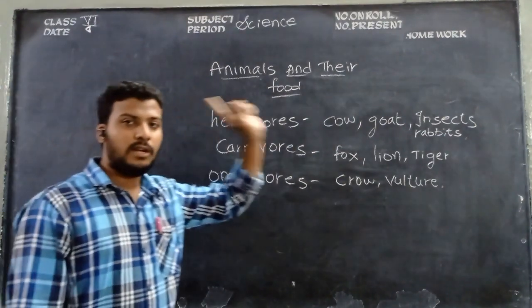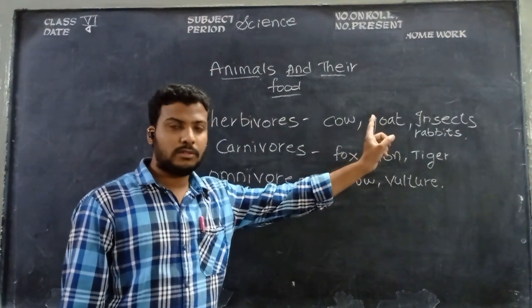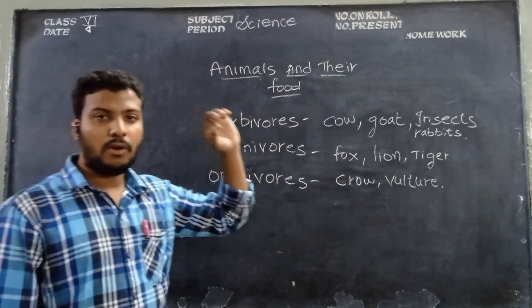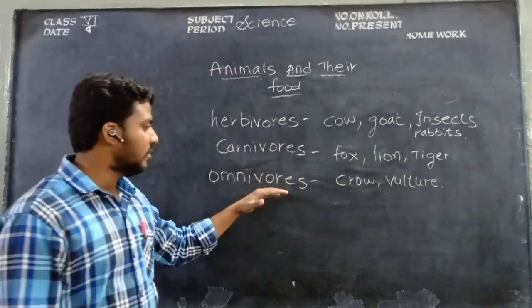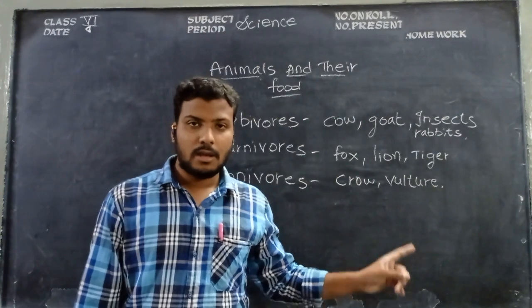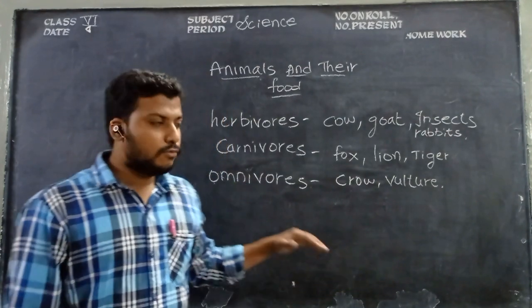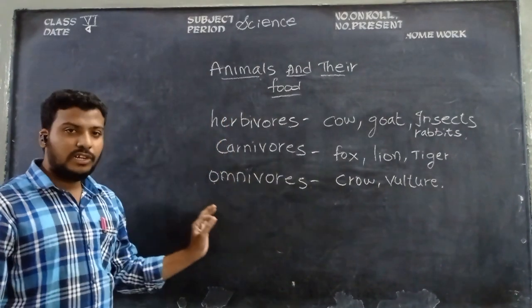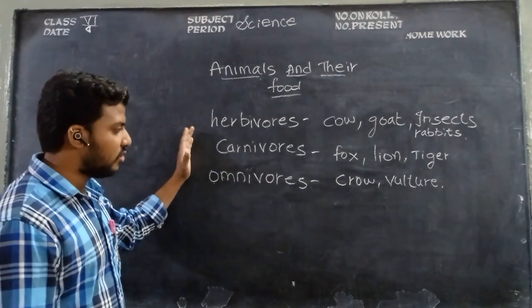Herbivores particularly depend on plants. Carnivores depend on animals for food. Omnivores depend on both plants and animals. So children, these are the three types.